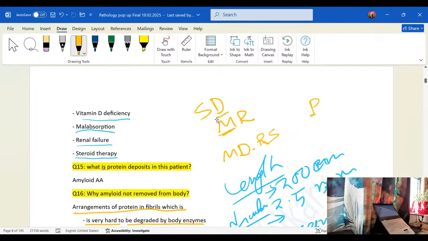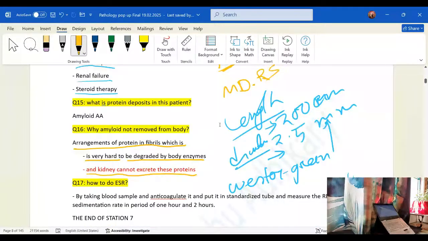What is the protein deposit in this patient, amyloid AA? Why? Because of its hard arrangement, the protein is very hard to degrade by the body's enzymes, and the kidney cannot excrete this protein.